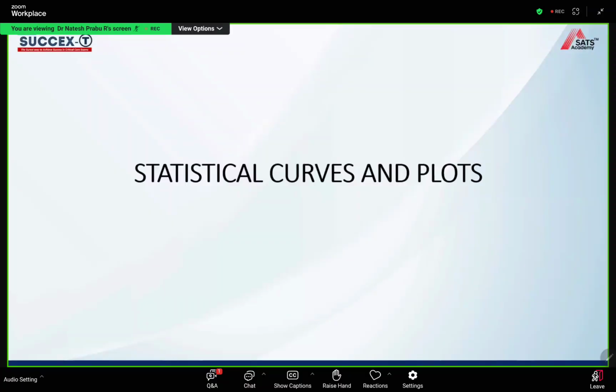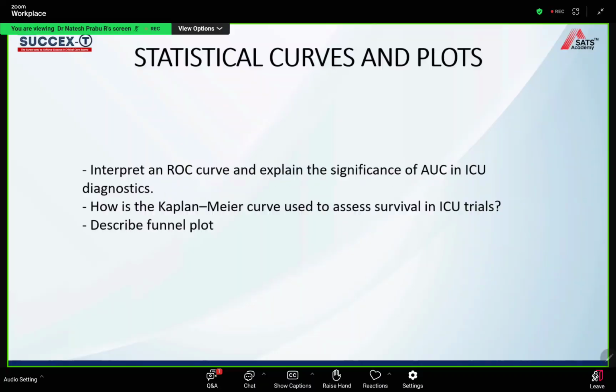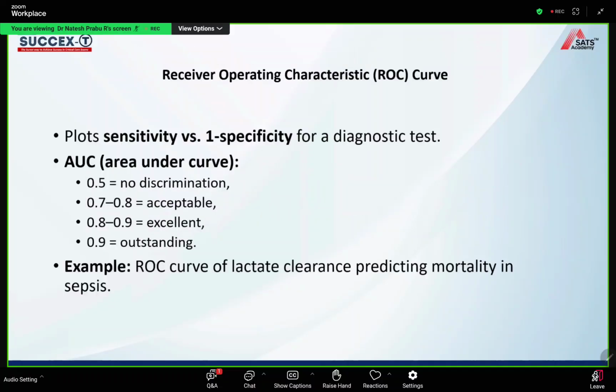So this is the fourth and last topic, statistical curves and plots. These are the questions: interpreting an ROC curve and explaining the significance of area under the curve in ICU diagnostics. How is a Kaplan-Meier curve used to assess survival in ICU trials? And describing a funnel plot.